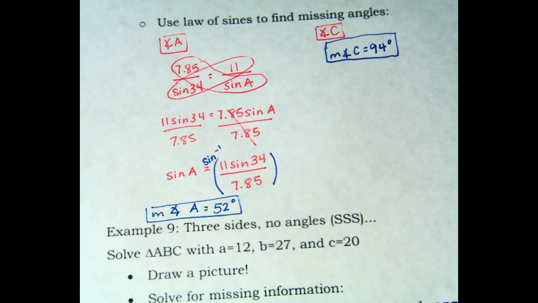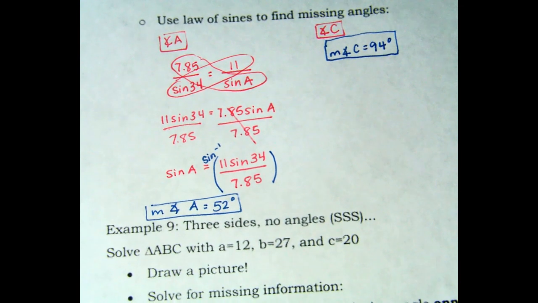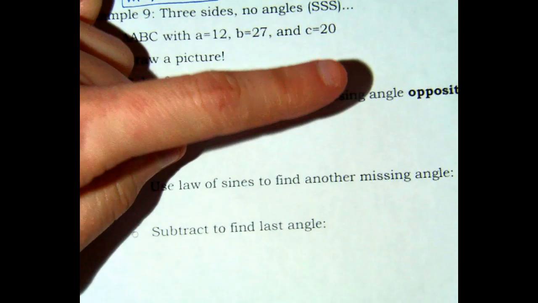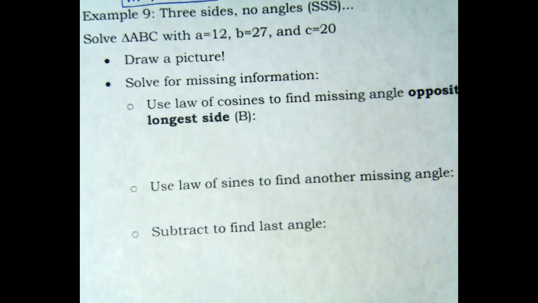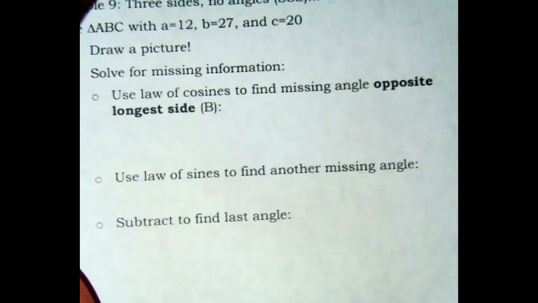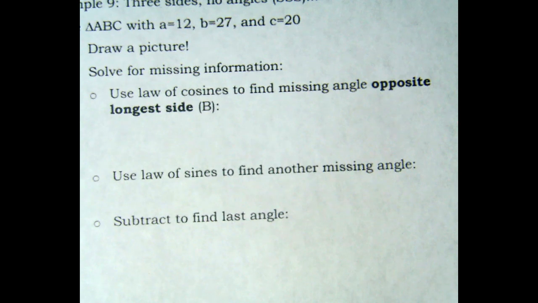Alright, is anybody still looking at example 8 before we look at example 9? No. Okay. Alright, example 9. We have side, side, side now. We're going to use the law of cosines, but now we have to use the law of cosines to find a missing angle. You guys still have your highlighters out, I hope?